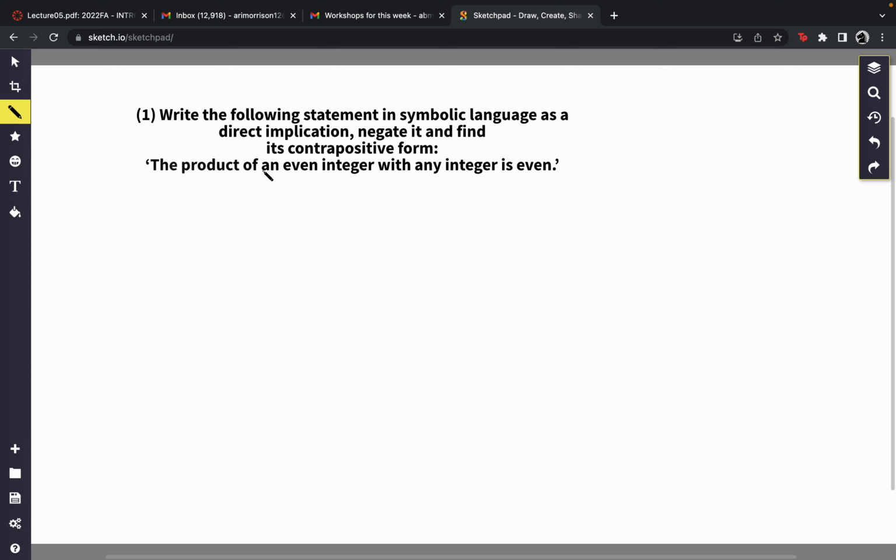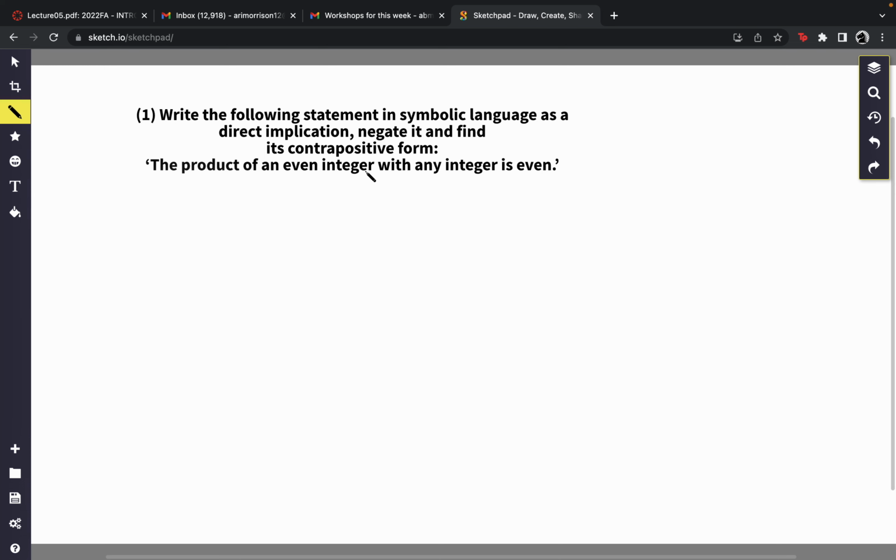Okay, so here we have to write the following statement in symbolic language. If any of you have learned other languages recently, you know that it's always easier to go from the foreign language to your more natural language than it is to go the other way. If you're a native English speaker, it's harder to translate from English into the other language. It's easier to understand a foreign language than it is to construct language in it. So this exercise is actually kind of difficult sometimes.